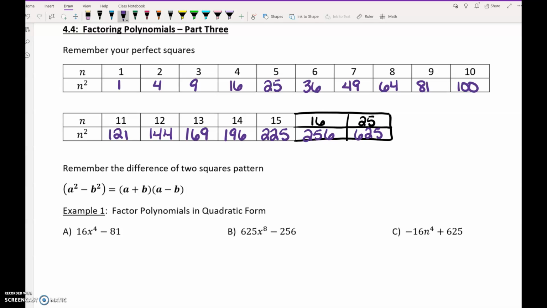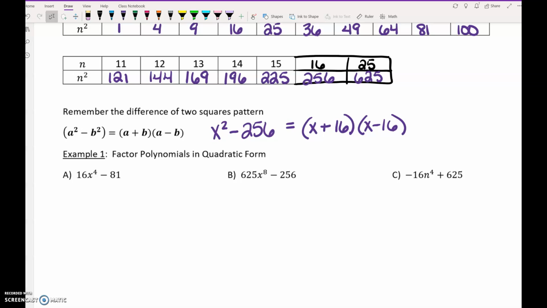Okay, remember the difference of 2 squares. If I have something like x squared minus 256, that would factor into the square root of x squared is x. The square root of 256 is 16. It would factor into x plus 16, x minus 16. So take the square roots, 2 sets of parentheses, 1 with addition, 1 with subtraction. We're going to do that exact same thing, but with slightly larger exponents. This is called quadratic form when the exponents are larger than x squared.